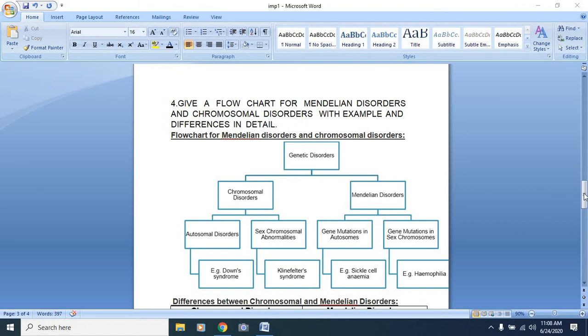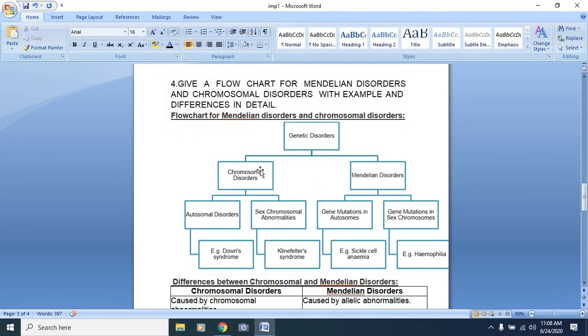Okay, so genetic disorder, we have seen, is first divided into two categories. One is chromosomal and the second one is Mendelian disorder. This chromosomal disorder is again divided into two types, autosomal disorder and sex chromosomal abnormalities. Within the autosomal we have seen Down syndrome. Why is Down syndrome in the autosomal? Because we have seen trisomy on the 21st pair occurs. So it is related to the autosomal disorder.